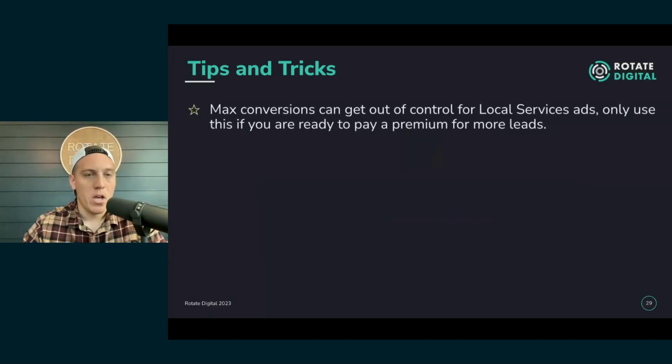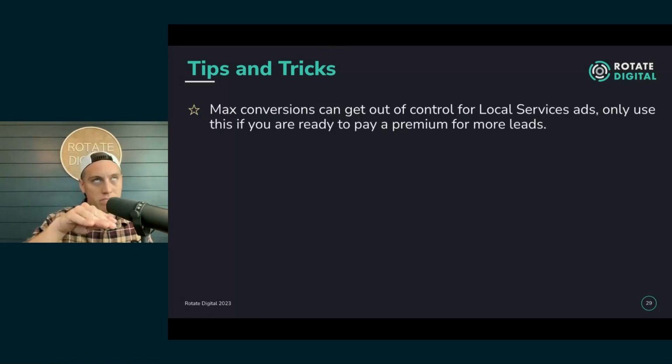Number one, you're going to see an advertisement for Max Conversions, okay? Max Conversions is powerful because it basically says, I'm willing to spend whatever money I need to spend in order to be showing up on this platform. But it can get out of control for Local Service Ads. So only use this if you're ready to pay a premium for leads. When I say a premium for leads, let's just say you're willing to spend $50 per call, a legit high intent call, right?